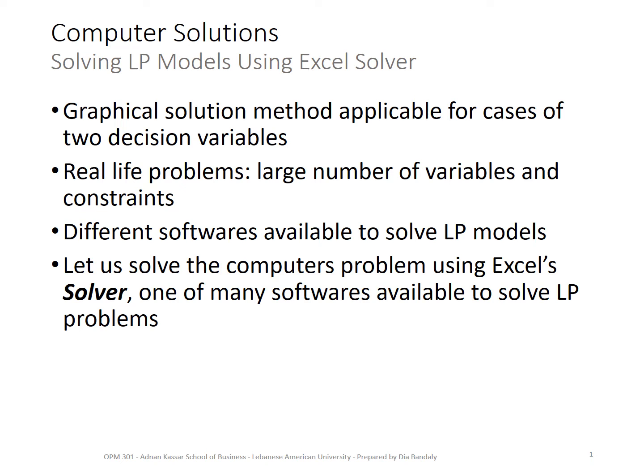All right, I hope that you understood the graphical method and how important it is to visualize what happens when we change the objective coefficient, when we change the right-hand side value, and how we can find a feasible solution, etc. Unfortunately, graphical methods are limited to the cases when we have only two decision variables, which is, of course, not the case at all in real life problems where we have hundreds and thousands of decision variables and constraints.